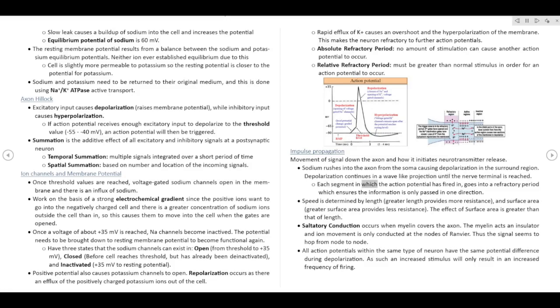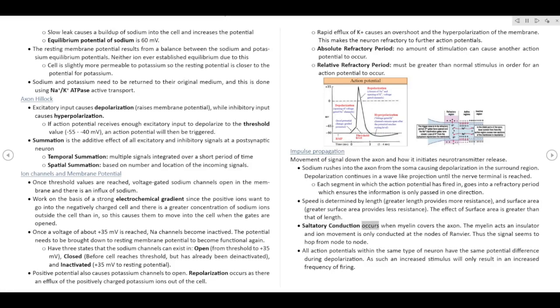Each segment in which the action potential has fired goes into a refractory period, which ensures the information is only passed in one direction. Speed is determined by length, where greater length provides more resistance, and surface area, where greater surface area provides less resistance. The effect of surface area is greater than that of length.